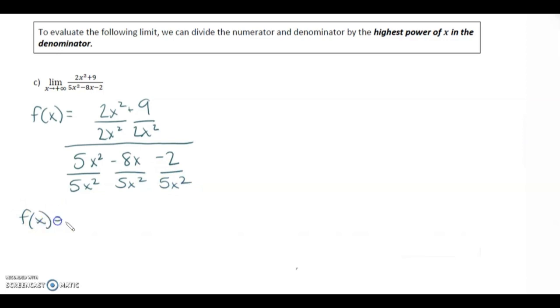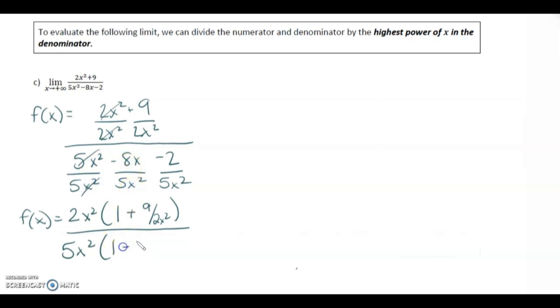Okay, so our function is going to be the factor 2x squared. There we go. Those cancel to a 1. Don't forget to put the 1 there. Plus, and then this one, nothing cancels, 9 over 2x squared. Then that's going to be over the factor 5x squared. Those two cancel to a 1. Minus 8x, this x is going to cancel with the squared, so minus 8 over 5x. And then this last term, minus 2 over 5x squared.